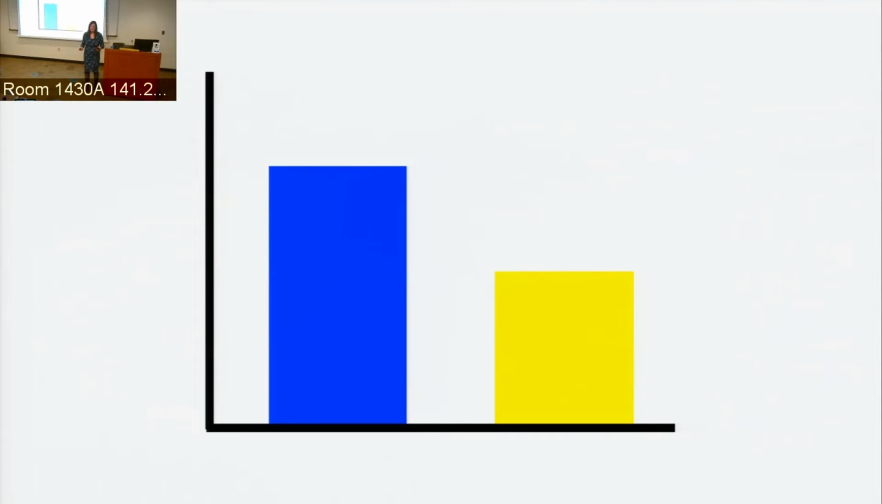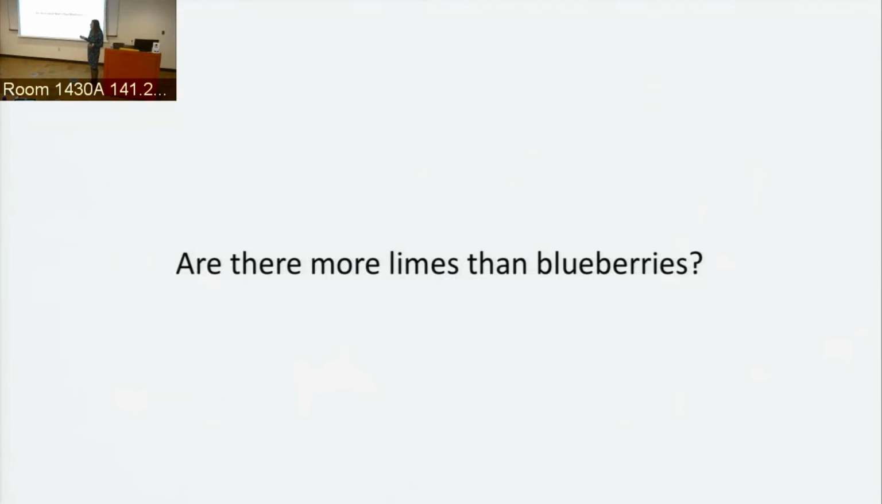So what do you guys think? Yes or no? Yes. Okay, so the answer is yes here. There's fewer bananas than blueberries. And we introduced the mappings of the colors to the fruits beforehand too. Okay, let's do one more. Are there more limes than blueberries?